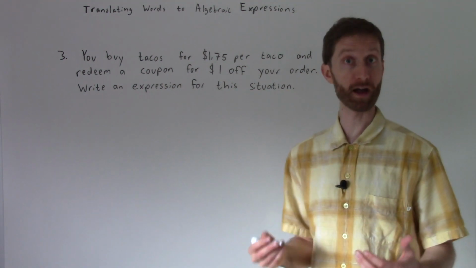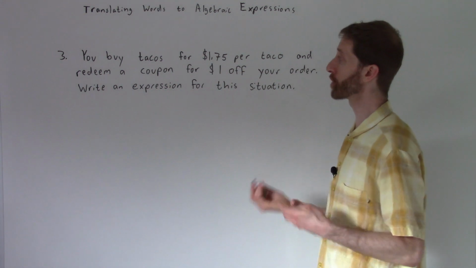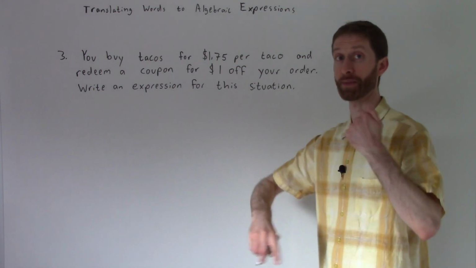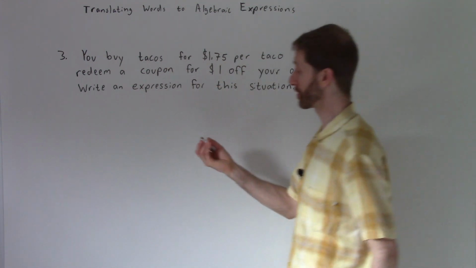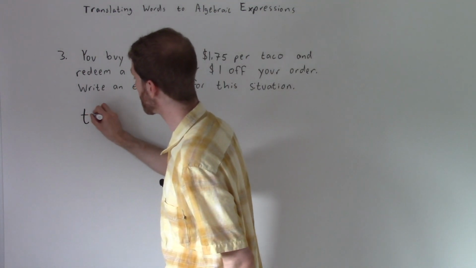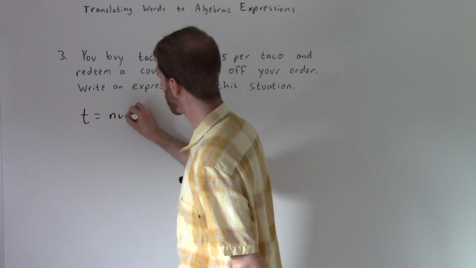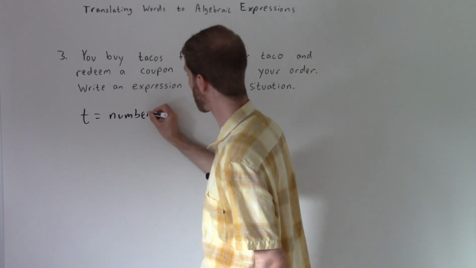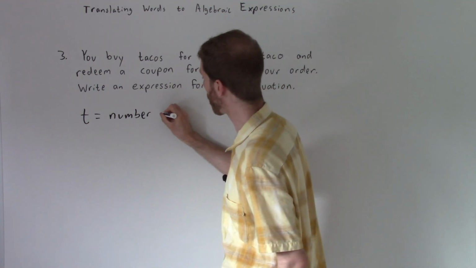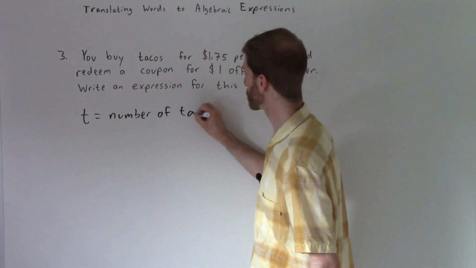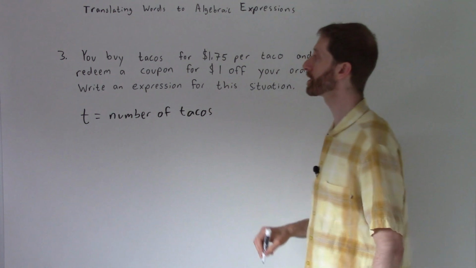I am going to define a variable here for the amount that I don't know, but that is changing, the amount that is variable. So it's the number of tacos that we don't know. So let's let T equal the number of tacos. So T is the number of tacos.